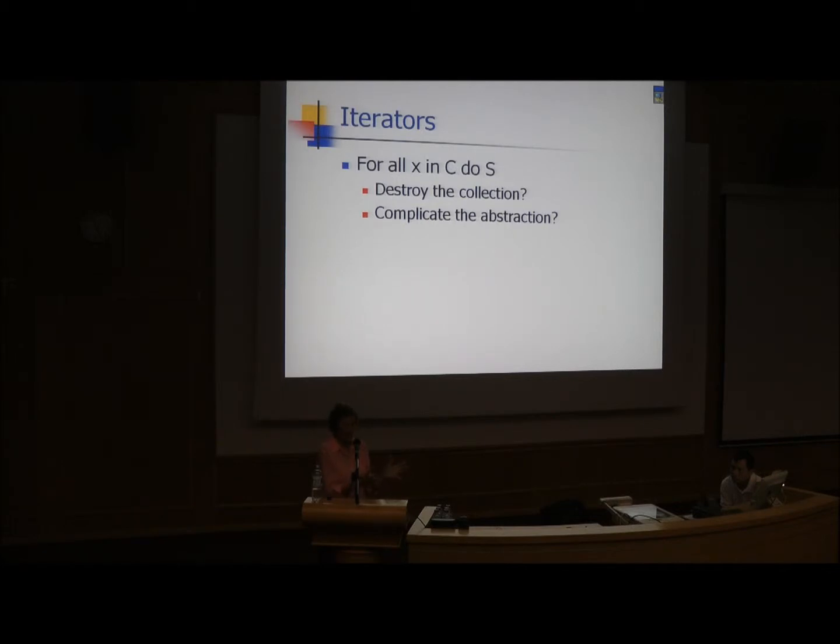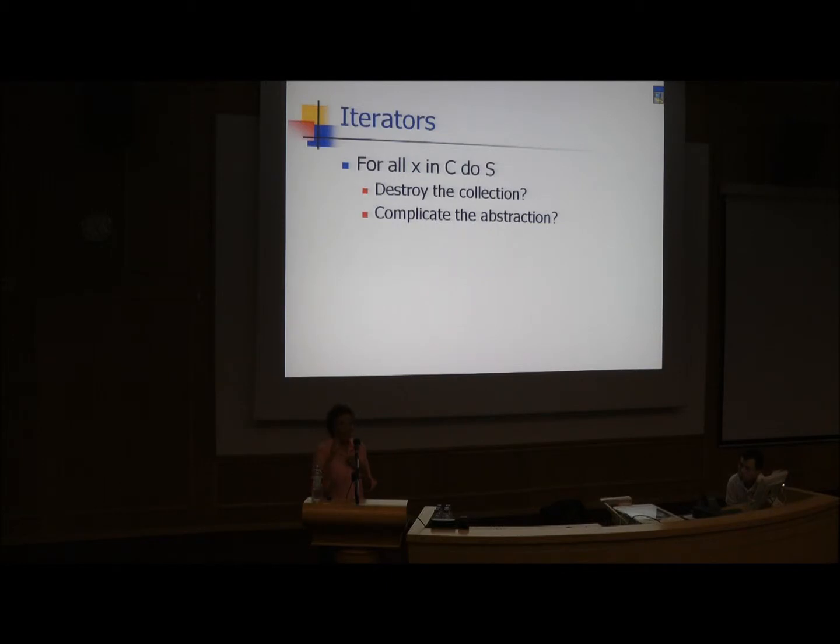The other thing you can do is you can complicate the abstraction. I can turn the set into an indexed set. So I can talk about the first element, the second element, and so forth, and then I can iterate using that notion of indexing. That's, in some sense, actually worse from a programming language design perspective, because what it did is it forced a programmer to turn something simple into something more complicated.